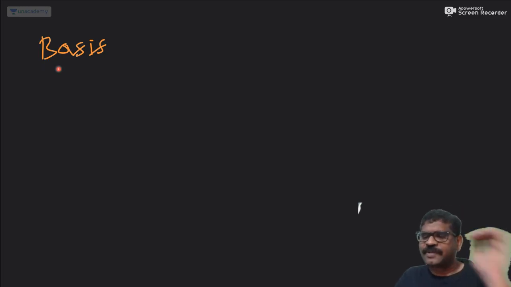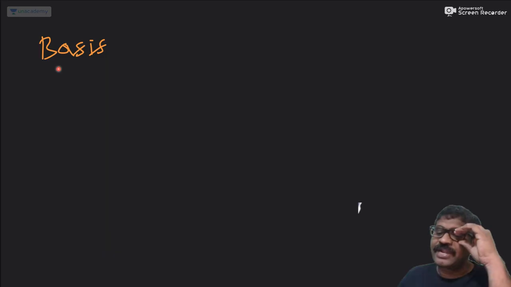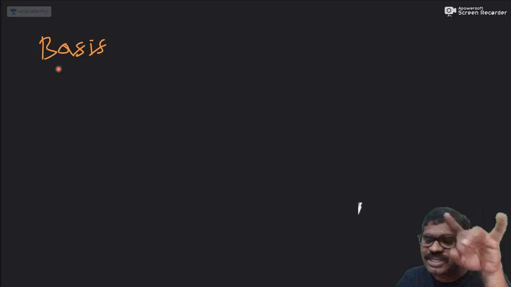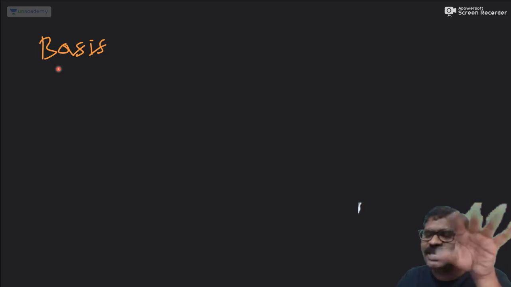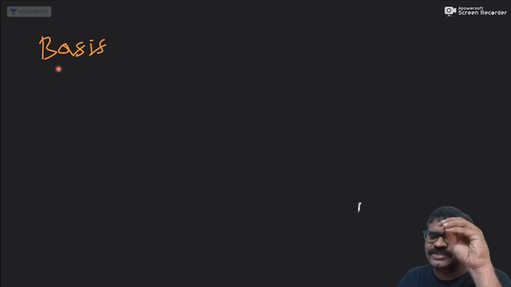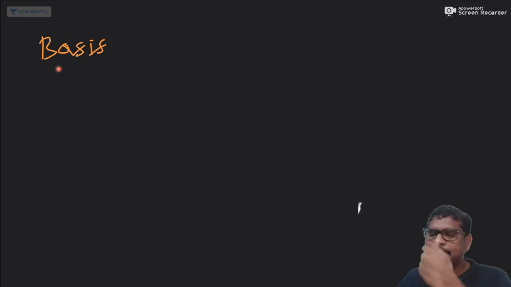Yes, Pathak. In a dependent case, at least one scalar is non-zero. Not all zero. Not all zero means at least one is non-zero. So in this class, not all boys means at least one girl is there. Not all zeros means at least one non-zero entry is here, like that.